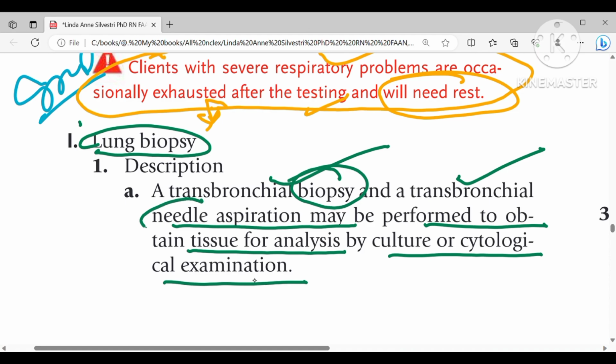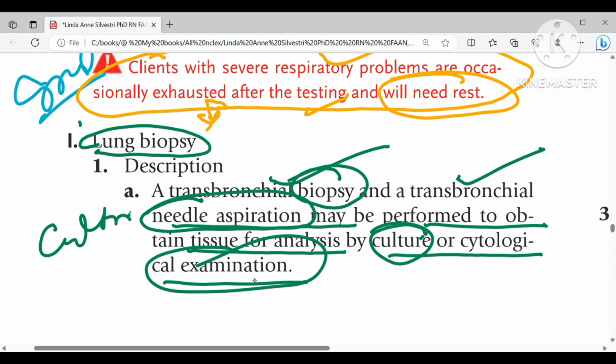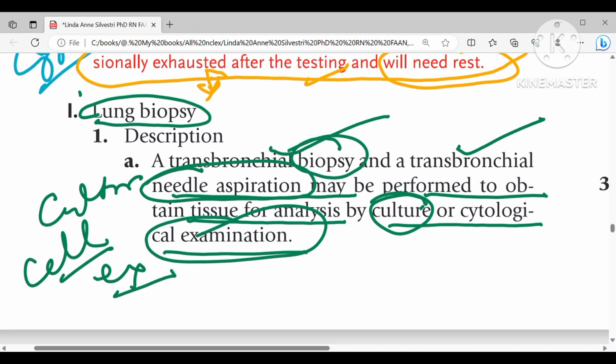So that will be a needle aspiration. With the help of a needle we will aspirate; there are two types of biopsy. FNAC also we can do, and with the help of bronchoscopy we can obtain tissue for analysis by culture and cytological examination. For culture it can be sent, and for cytological examination, which means cell examination.